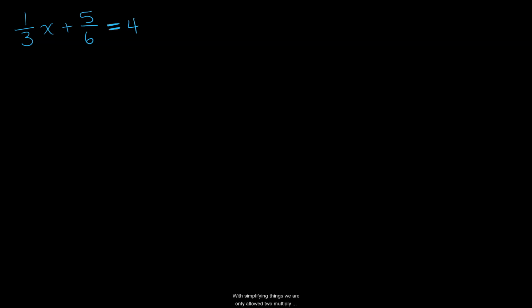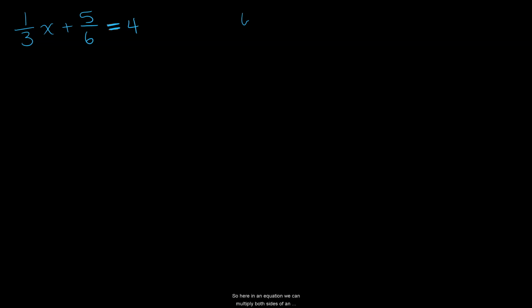With simplifying things, we are only allowed to multiply by special forms of 1 or add or subtract special forms of 0 in order to simplify. Here with an equation, though, we get the added benefit of being able to multiply both sides of the equation by any non-zero number and eventually adding and subtracting both sides of an equation by the same number so that we can try to get that x by itself. That's our ultimate goal with solving equations, get the variable by itself to be able to solve for it.